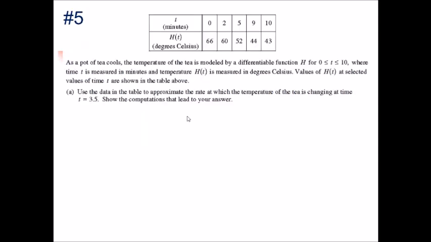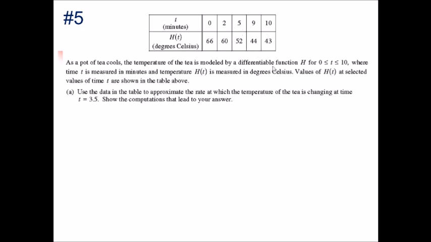For number 11, we have a pot of tea cooling, and the temperature is modeled by some differentiable function whose values are listed in this table. Based off of all this, we want to use the data to approximate the rate at which the temperature of the tea is changing at time 3.5. And of course, 3.5 isn't even a value in here, but it doesn't need to be.